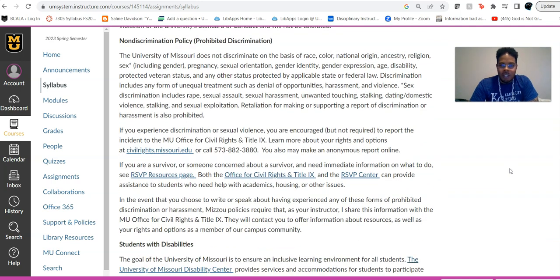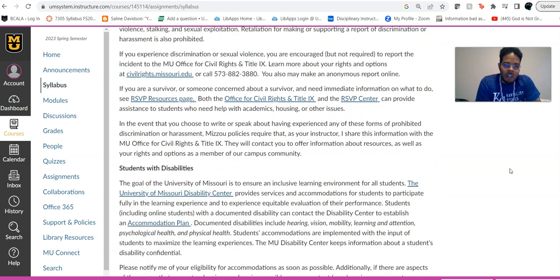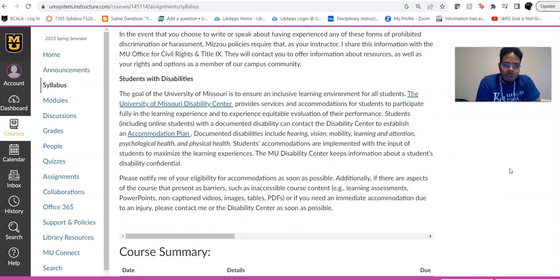Non-discrimination. I cannot discriminate against you. You cannot discriminate against each other for issues regarding race, gender, sexual orientation, religion, colorism, age, disability, veteran status, all of that stuff. You're protected from discrimination. Don't let anyone discriminate against you.